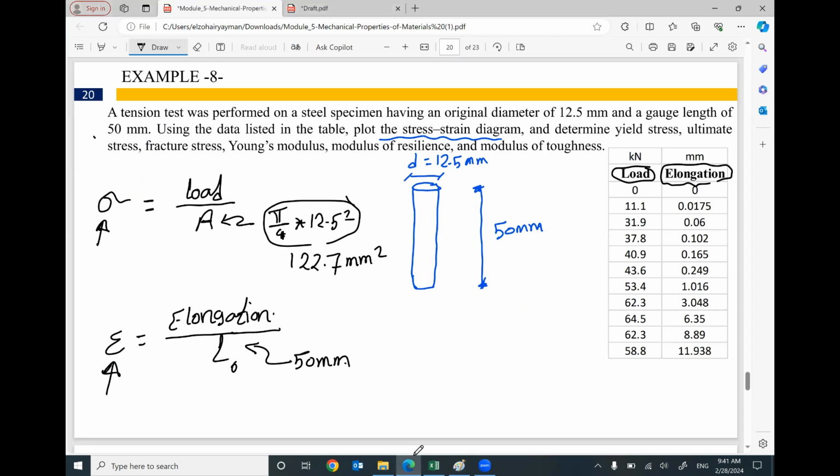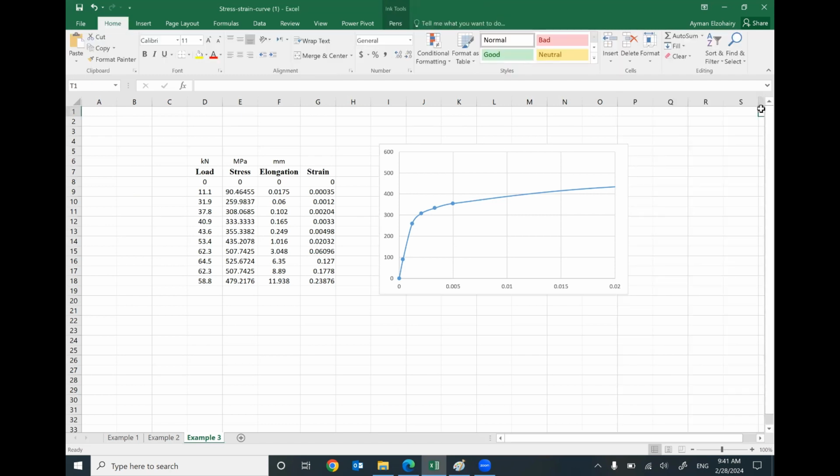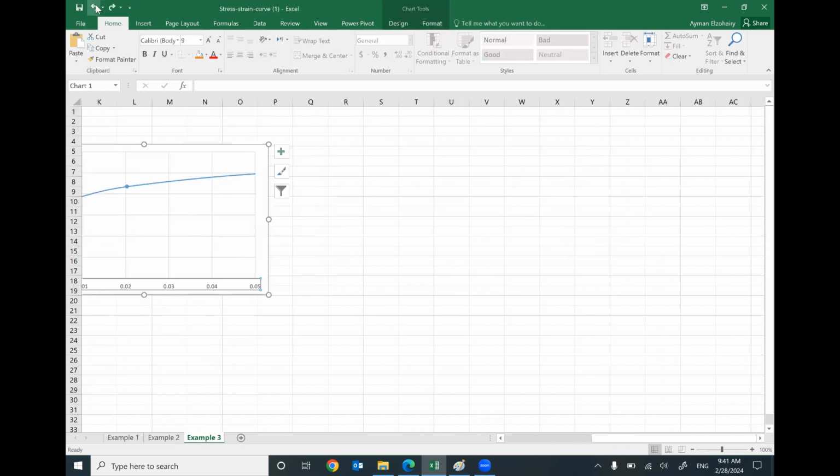If you would like to figure out the ultimate stress, the ultimate stress is the highest value of the stress. Let's go back. Here you go.